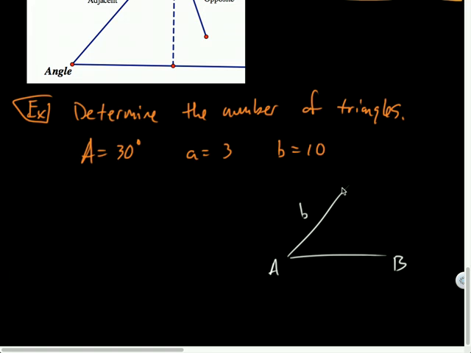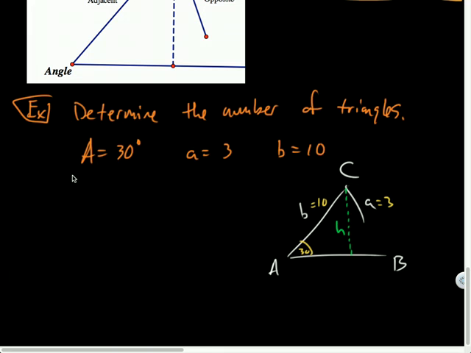And the question is, is the 3 going to be long enough to hit once, hit twice, or maybe it's too short and it can't reach at all, because it's doing the swing back and forth sort of thing? So this is my situation here. And then obviously angle C is up here. So this is a 30-degree angle, this is 3, and this is 10. All right, so in order for me to determine this, I have to know what is my height.